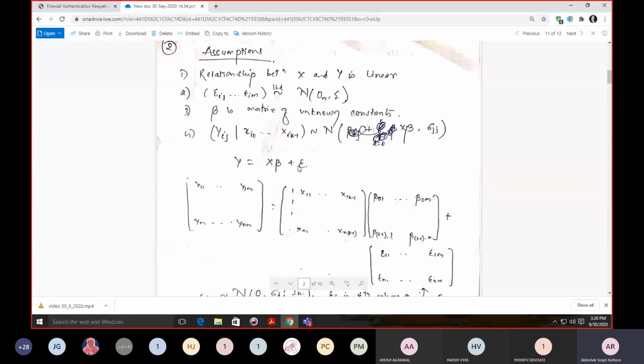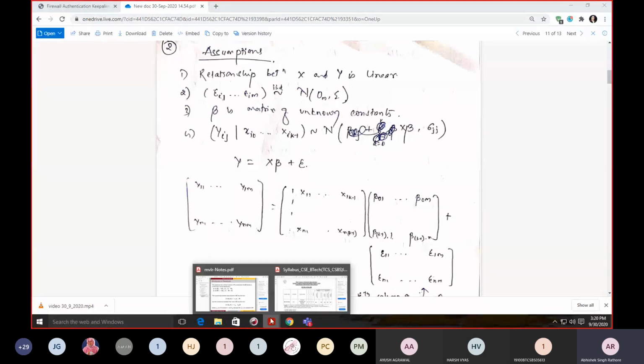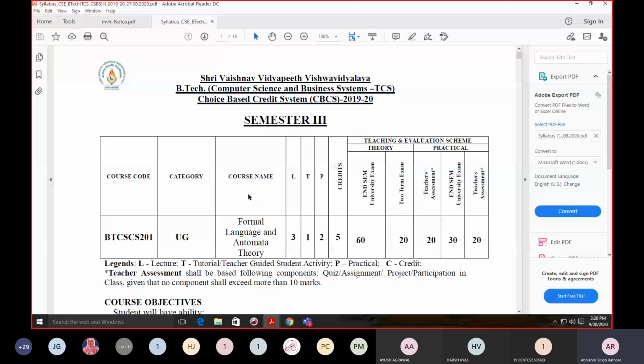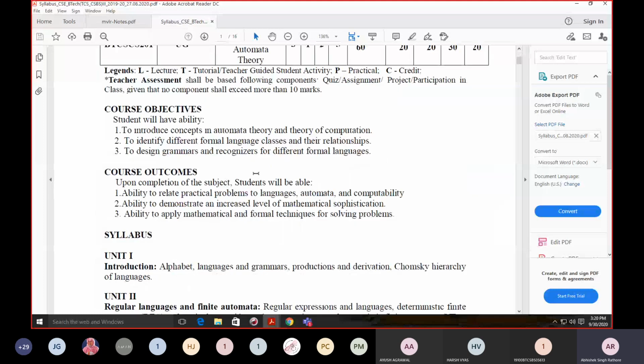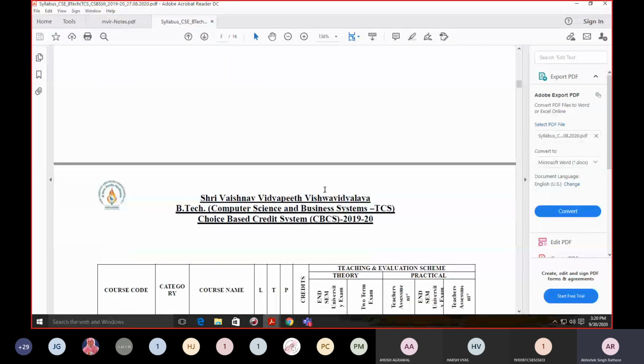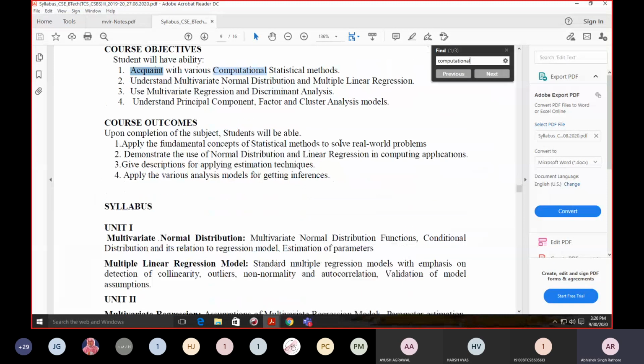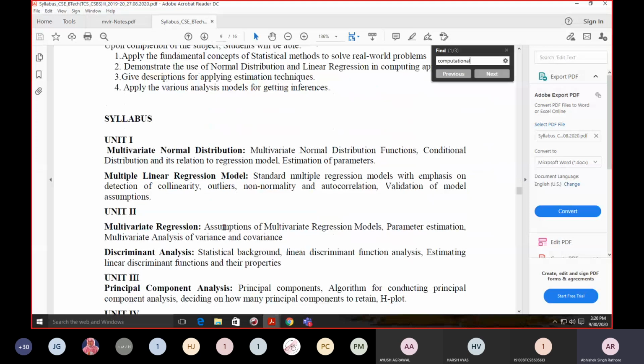Then our assumptions. So again, going to our syllabus, we are focusing on this. Let me check what the syllabus is. Yeah, we are going for assumptions of multivariate linear regression, then we'll go for parameter estimation, then we'll go for multivariate analysis and the variations.